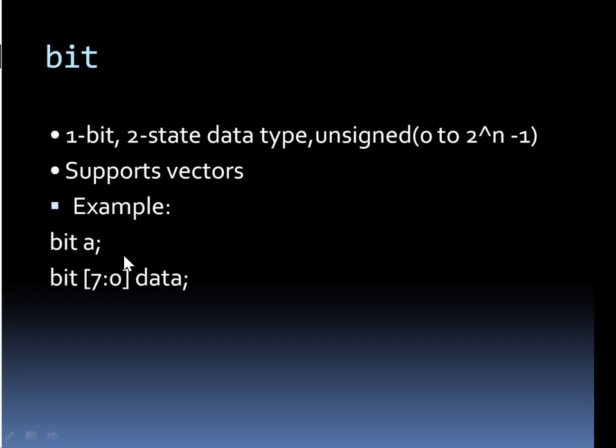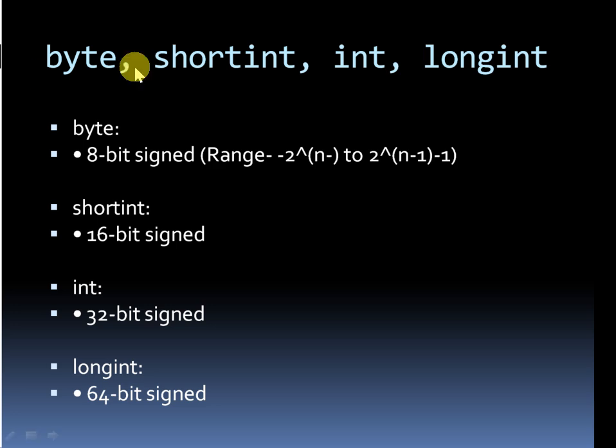Okay, let's move on to the signed data types, that is byte, shortint, int, longint. Byte is an 8-bit signed data type. Shortint can store a 16-bit signed integer, so it is half of int. Int can store a 32-bit signed data type. Longint, since it is long, is double of int, so it can store a 64-bit signed data type. The range of signed values is minus 2 to the power n minus 1 to 2 to the power n minus 1, minus 1.